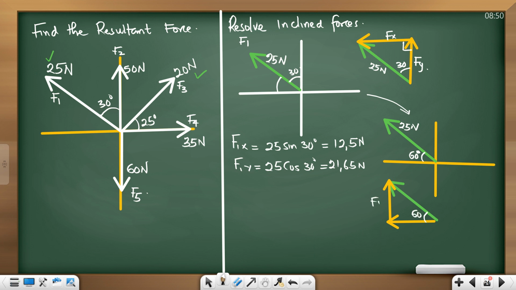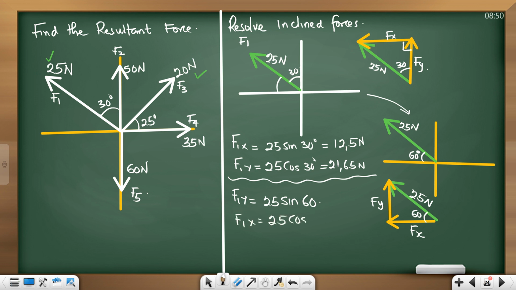60. Fy, Fx. What is my Fy? F1y. Now check this. Please don't confuse the top with the bottom. This is 25 newtons, right? Fy now is the opposite one. What would it be? I just want to show you. 25, opposite is sine. Sine 60. F1x becomes 25 cos 60.